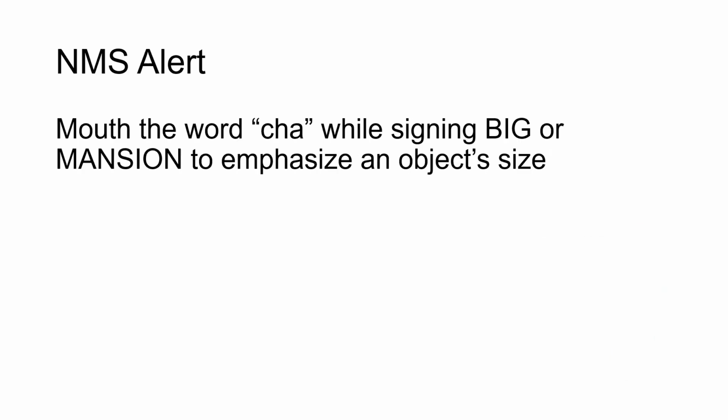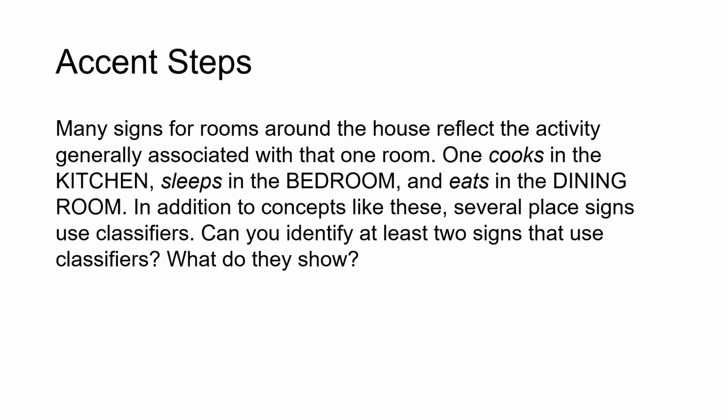NMS alert. Mouth the word cha while signing big or mansion to emphasize an object's size. Accent steps. Many signs for rooms around the house reflect the activity generally associated with that one room. One cooks in the kitchen, sleeps in the bedroom, and eats in the dining room. In addition to concepts like these, several place signs use classifiers. Can you identify at least 2 signs that use classifiers?